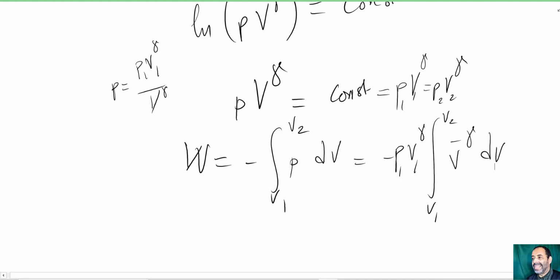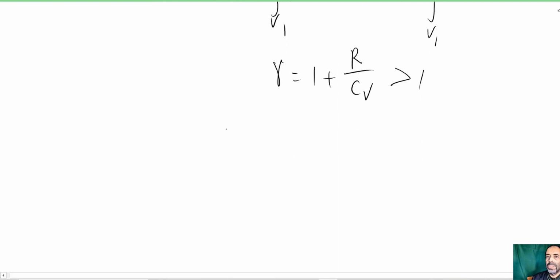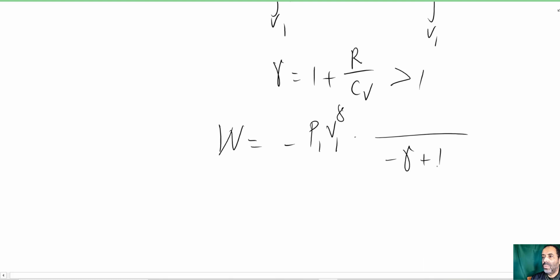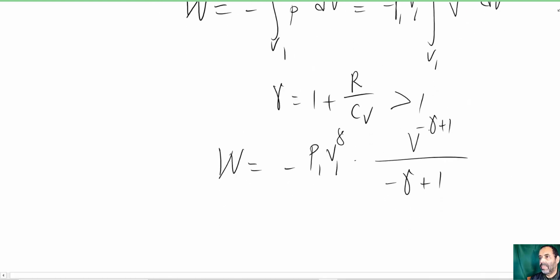Note that gamma is always greater than 1. Remember, gamma is equal to 1 plus R over CV, and all of these quantities are positive, so it's always greater than 1. So I can do this integration in one step, basically. All we have to do is add 1 and divide by the new exponent. So the work in this case is going to be equal to minus P1 V1 to the power gamma divided by negative gamma plus 1, and then V to the negative gamma plus 1. All I did was integrate this V to the negative gamma, knowing that that number can never be equal to 1, so we're safe, at least in terms of the integration between the points V1 and V2.